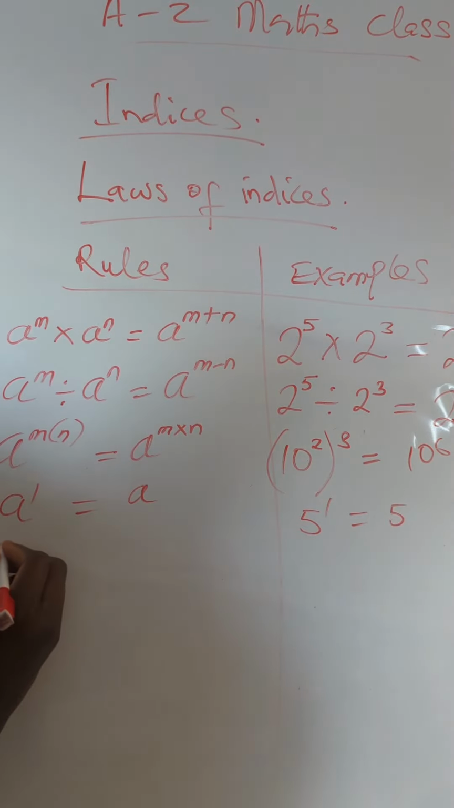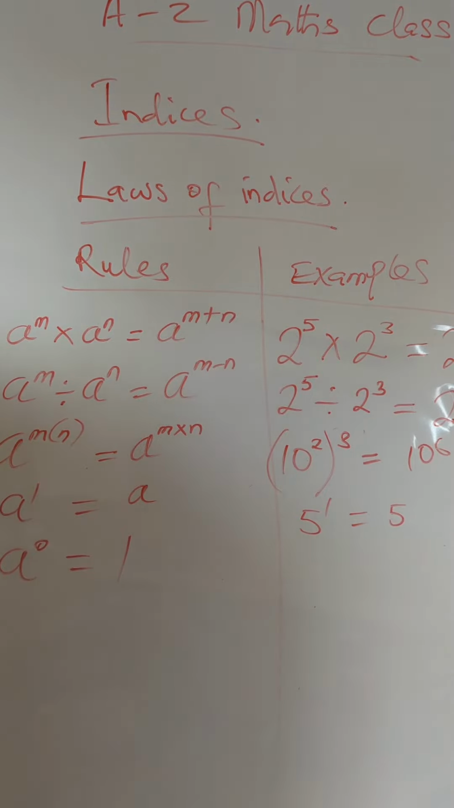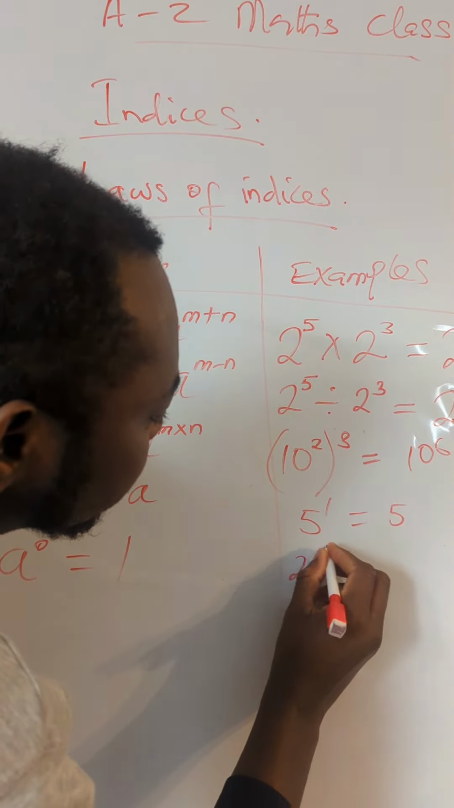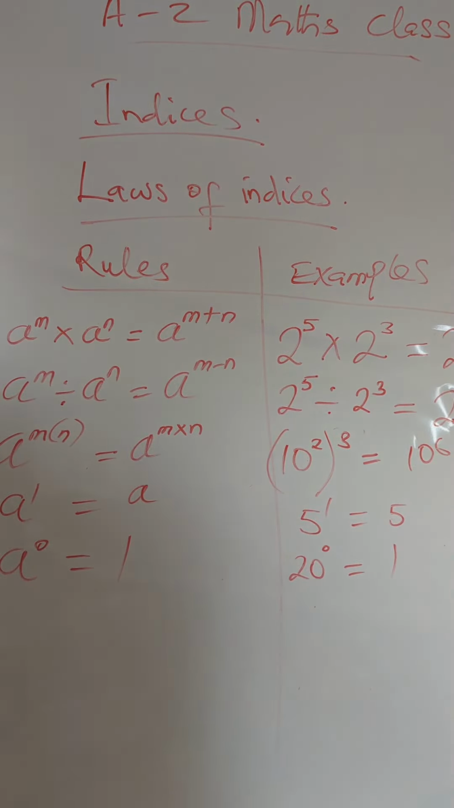Another rule: a raised to power 0 is equal to 1. Any number raised to power 0 is equal to 1. For instance, 20 raised to power 0 is equal to 1. Any number, even 100, raised to power 0 is equal to 1. Very, very simple.